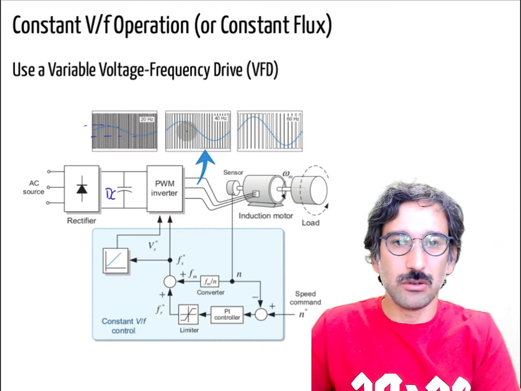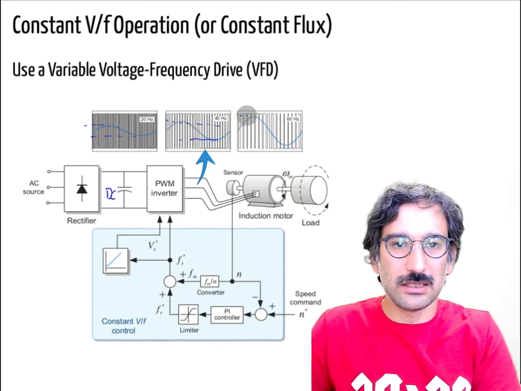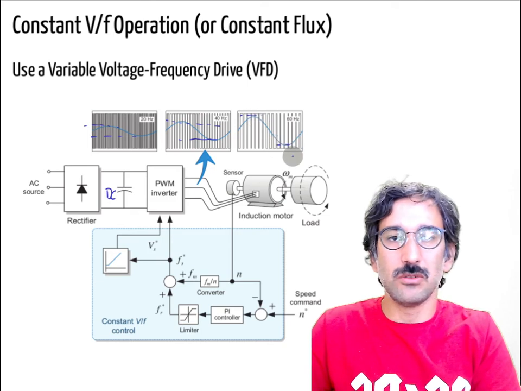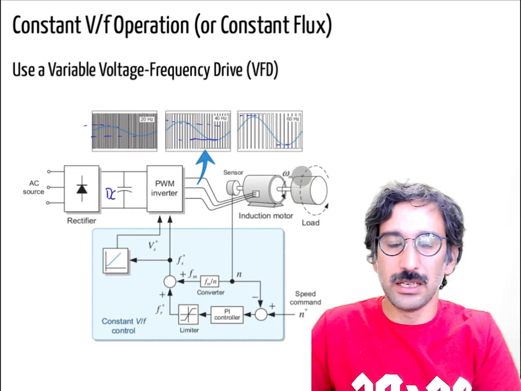And then if you want to go to 40 Hertz, then you will have a larger magnitude and a larger frequency, so you can see the PWM signals as well. Or at 60 Hertz, then you increase the voltage even more, and you can see how the PWM is changing.